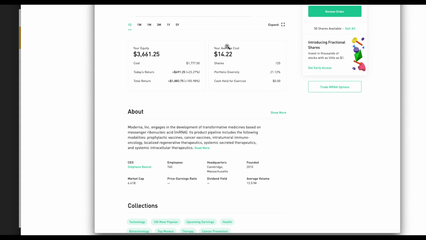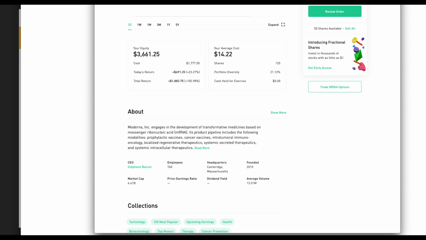So I would sell $1,778 worth, and I would just keep this position open, but with only $1,800. What this does is allows me to still be in the position. It allows me to limit my risk because at this point, the trade is 100% free because I took my initial money off the table.